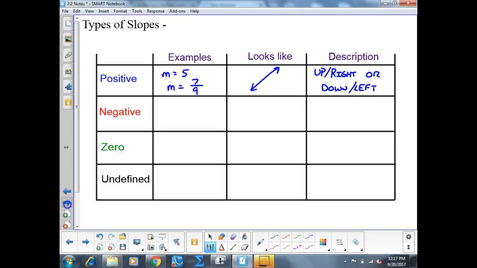A negative slope. Give me an example of a negative slope. M equals negative 1. Give me a fractional example of a negative slope. What's the description or direction of a negative line? Up and left. Excuse me. Up and left, or down and right.